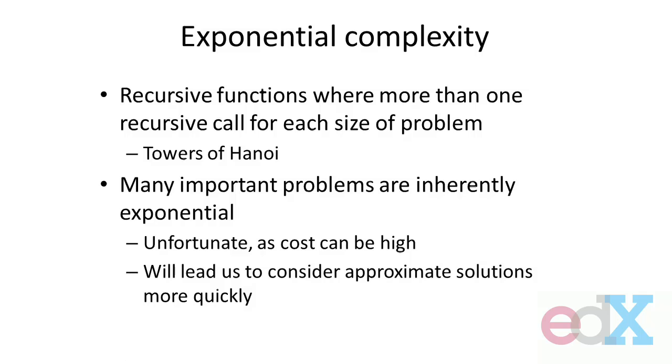Okay, what about exponential algorithms? What characterizes an exponential algorithm? And an exponential algorithm, by the way, is usually a very expensive algorithm. Well, it's typically a case when we've got recursive functions where there's more than one recursive call for each step of the problem. We saw an example earlier. Towers of Hanoi has two recursive calls. I moved a smaller stack once, moved the bottom case, and then moved the smaller stack again. So I had two recursive calls for each size of the problem. And that is characteristic of an exponential problem.